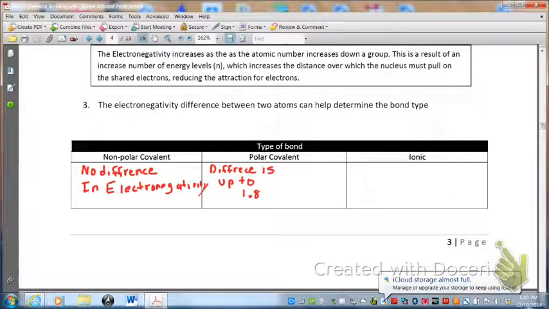Now for ionic bonding, if the electronegativity difference here is greater than 1.8, then the bond is considered ionic. All right. Now we're going to look at this electronegativity in greater detail when it comes to bonding types later on in our lecture videos. But for now, this kind of gives you an idea that we can use electronegativity to some degree to determine the type of bond that's going to be made between two different atoms.